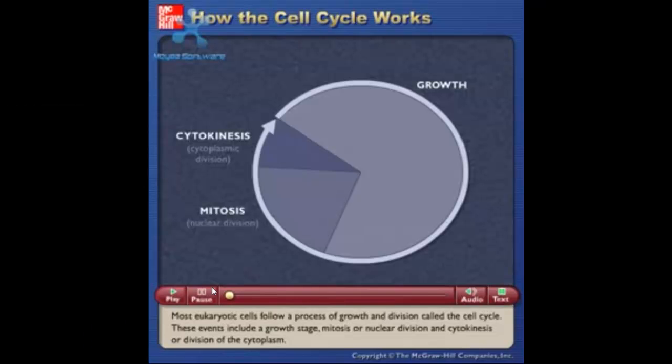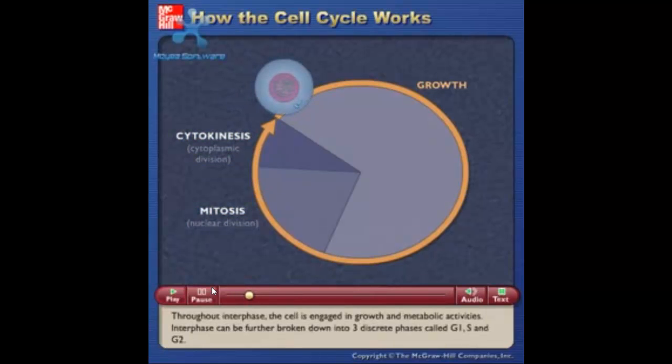It gets really big because, if you can imagine, everything has to be duplicated in order for the cell to divide. Most eukaryotic cells follow a process of growth and division called the cell cycle. These events include a growth stage, mitosis or nuclear division, and cytokinesis or division of the cytoplasm. Throughout interphase, the cell is engaged in growth and metabolic activities. Interphase can be further broken down into three discrete phases called G1, S, and G2.